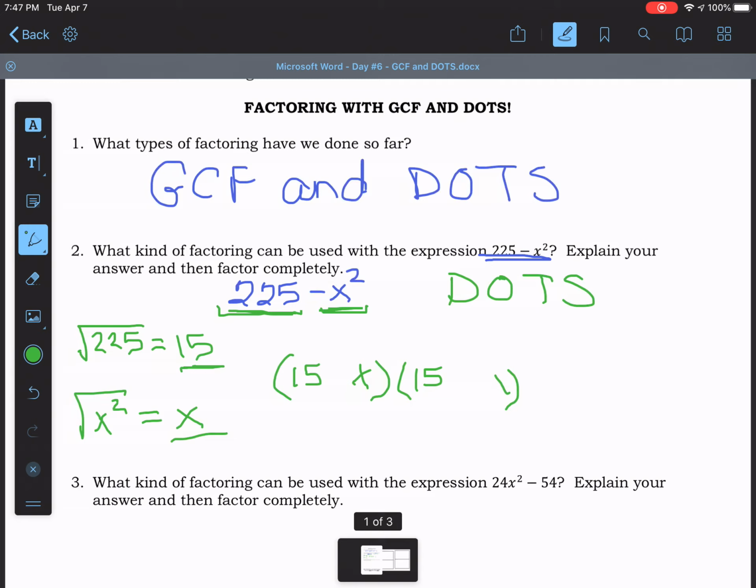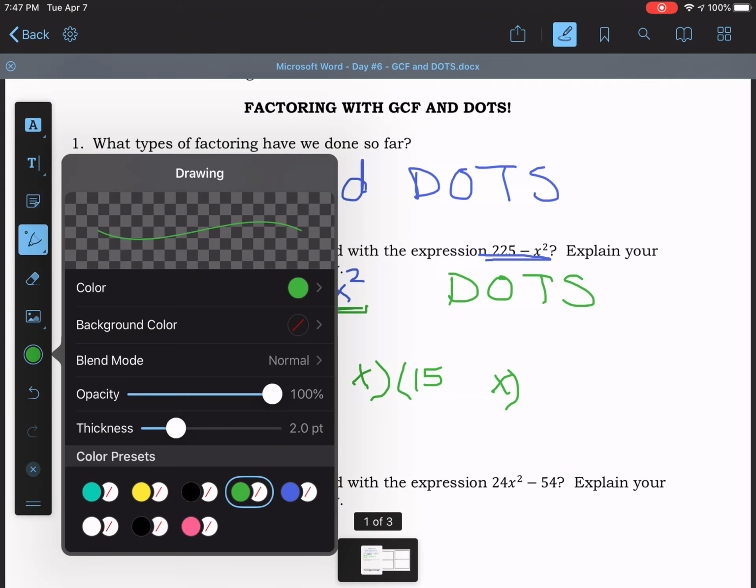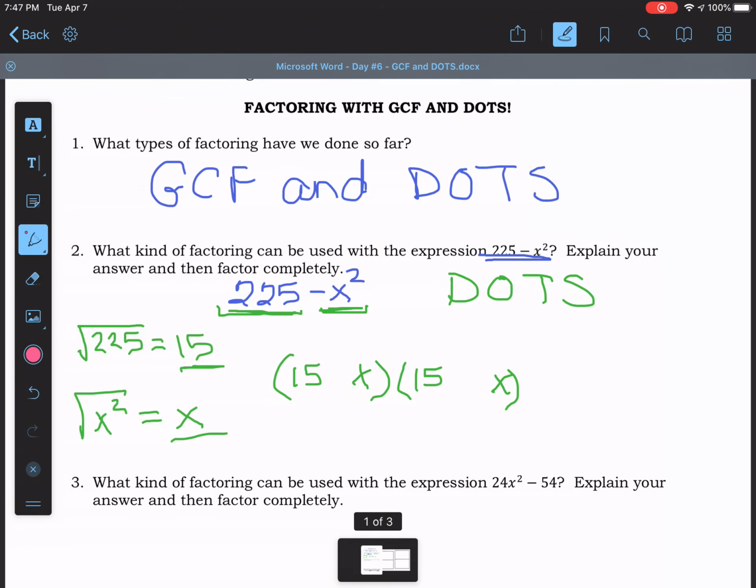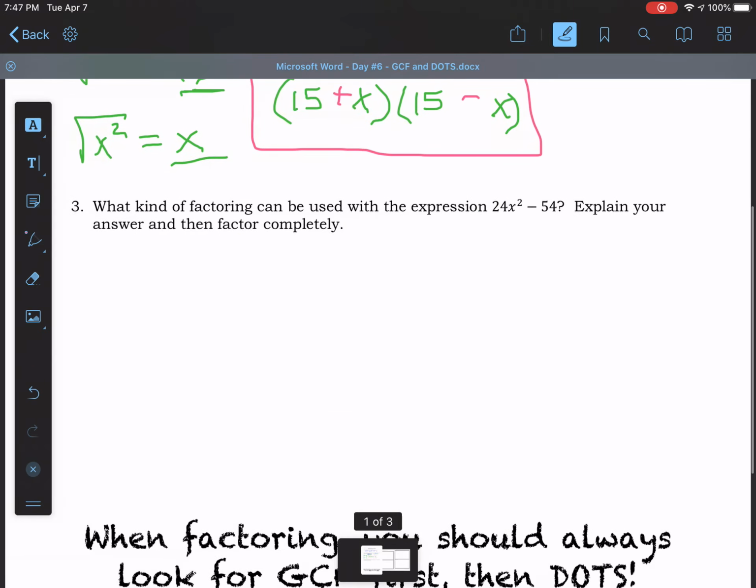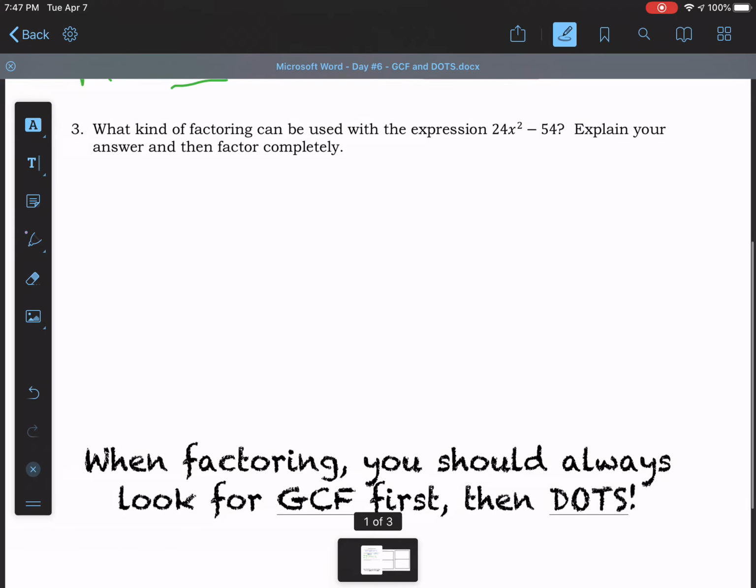Okay, and then since the x squared was the second part, I'm going to put the x in the back of each bubble. And then when it comes to the signs, it's always going to be that one of them is plus and one of them is minus. It doesn't matter which way you do it. So you could have done minus and then plus, and it still would have been the same. It still would have been correct. Okay? So that first one right there, that was DOTS. So now let's take a look at number 3. What kind of factoring can be used with the expression 24x squared minus 54? Explain your answer and then factor completely.